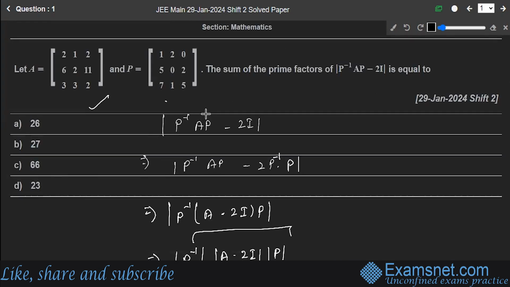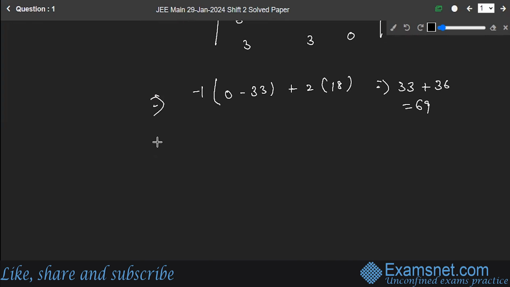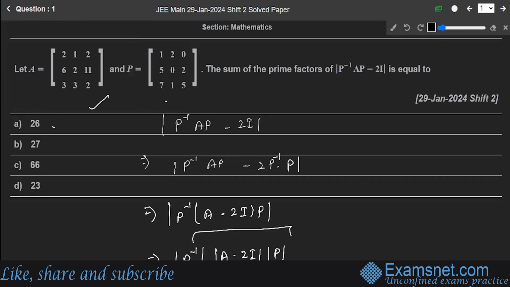69 is not there in the options. What I need in the question is the sum of the prime factors. I got the number as 69. What are the prime factors of 69? Prime factors of 69 are 3 and 23. The sum is equal to 26. So this is what your answer is, option A. This is the correct answer to the question. Hope you're clear with this. Let's move to the next question.